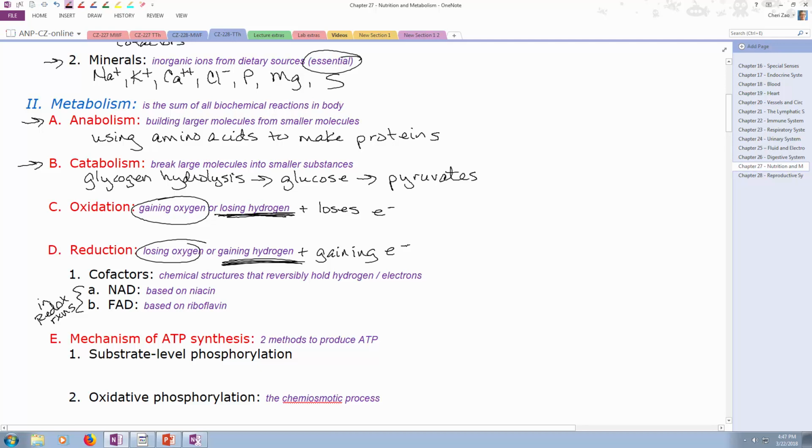NAD is based upon niacin, that's a B vitamin. FAD is based upon riboflavin, which is also a B vitamin. And so these two cofactors are going to be carrying hydrogen and electrons throughout these various biochemical reactions to help us make ATP. So these are the big players in the generation of ATP.